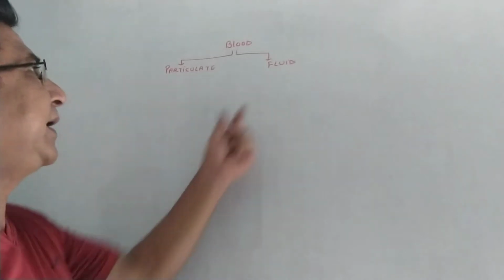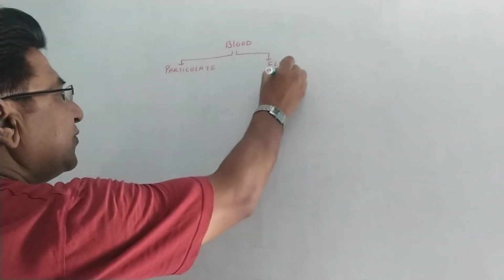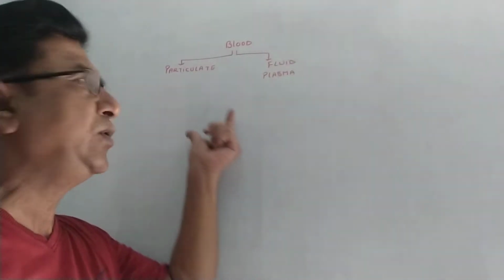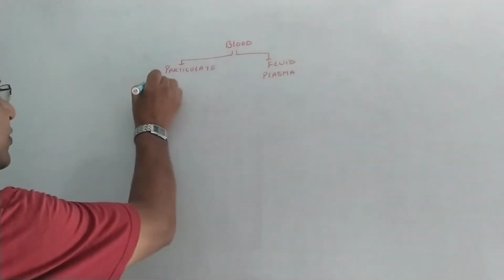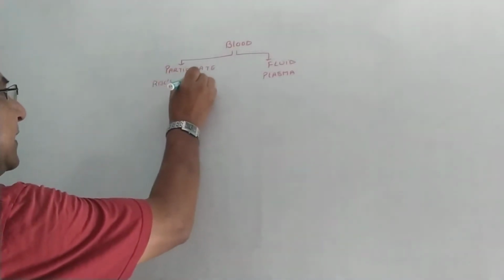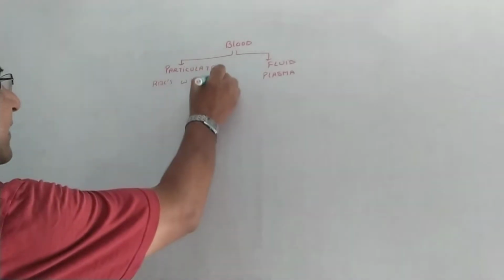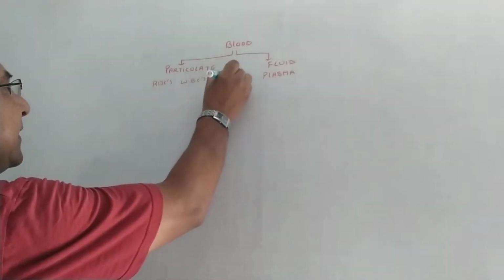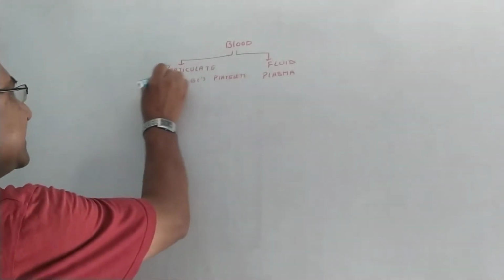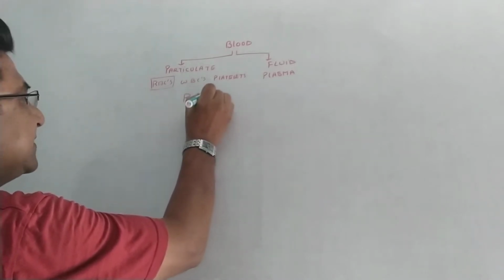Now, the fluid part is basically plasma, which is about 55 to 65% of the blood, and the particulate part contains RBCs, which are erythrocytes, WBCs, which are leukocytes, and platelets, which are thrombocytes. Our concern is RBCs. So, red blood cells.